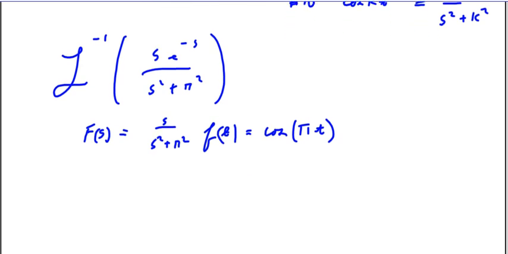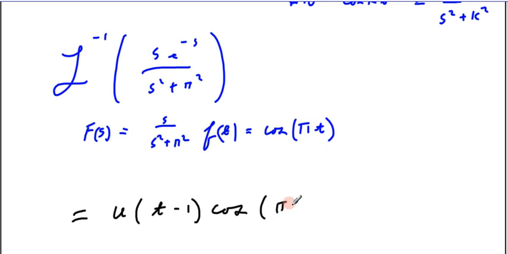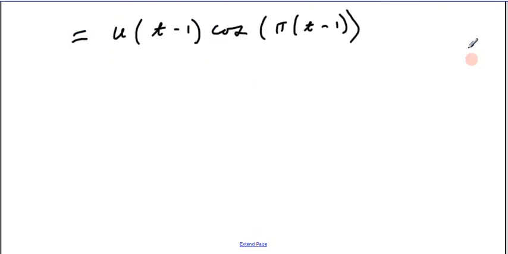Okay. And then I say, well, that means the inverse Laplace transform is going to be unit step function t minus 1. That's the minus 1 sitting right there. Cosine pi t minus 1. Okay, so that's what we have. And that's the final answer, in case anybody was wondering.